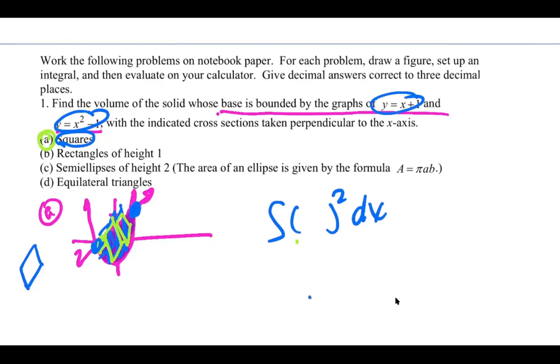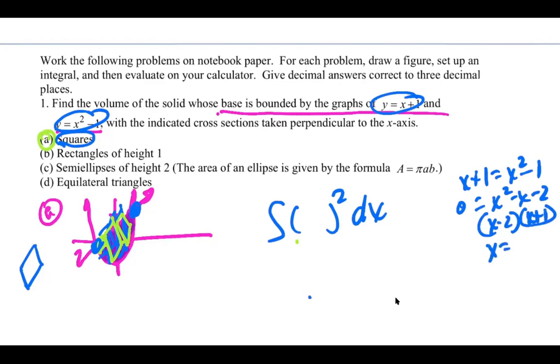All right, let's find out where these intersect. Where does x plus 1 intersect x squared minus 1? At x squared minus x minus 2 equals 0, and so I get 2 and -1. So I'm going to go from -1 to 2. Now the side is going to be created by top minus bottom. The top is the line minus the bottom. Those are going to give me one side, and the other side's coming up at me, toward me. And so the base of the square is line minus curve.